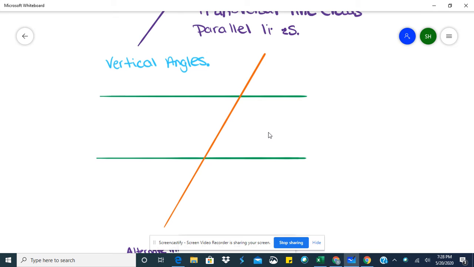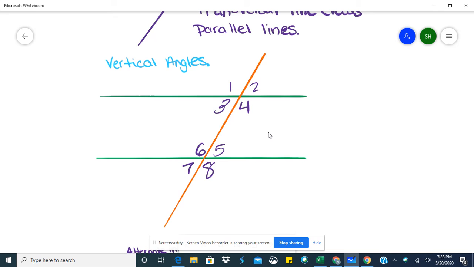So now we have our vertical angles, right? A vertical angle is similar to a corresponding angle. And actually, a corresponding angle is just the bigger word for a vertical angle. So your vertical angles, again, we're going to label 1, 2, 3, 4, 5, 6, 7, 8, are the angles that are opposite.